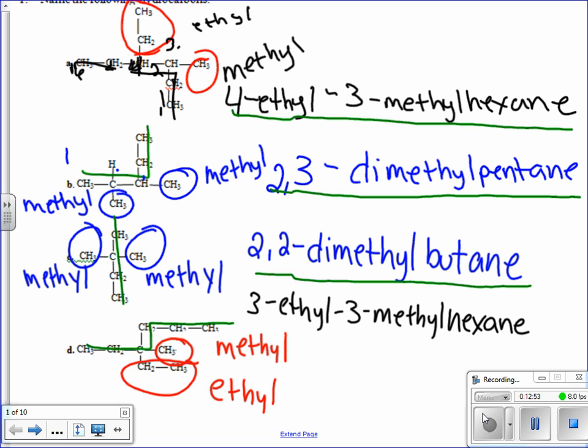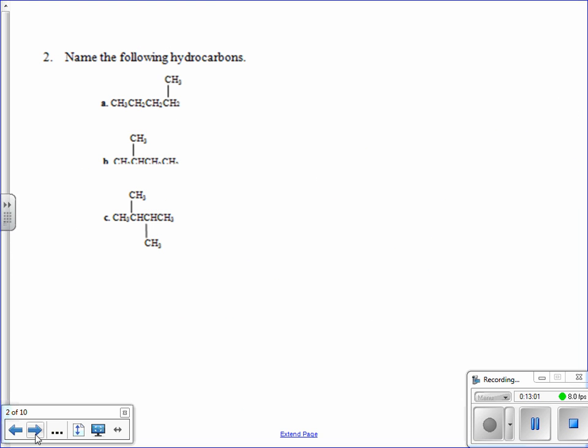Okay, on number 1, you work E through H the exact same way. I'm going to move on to column number 2. Number 2, exact same thing going on. The only difference, these are condensed structural formulas, so they didn't put the dashes in between each CH3. They took all those dashes out, but it still represents the same thing.